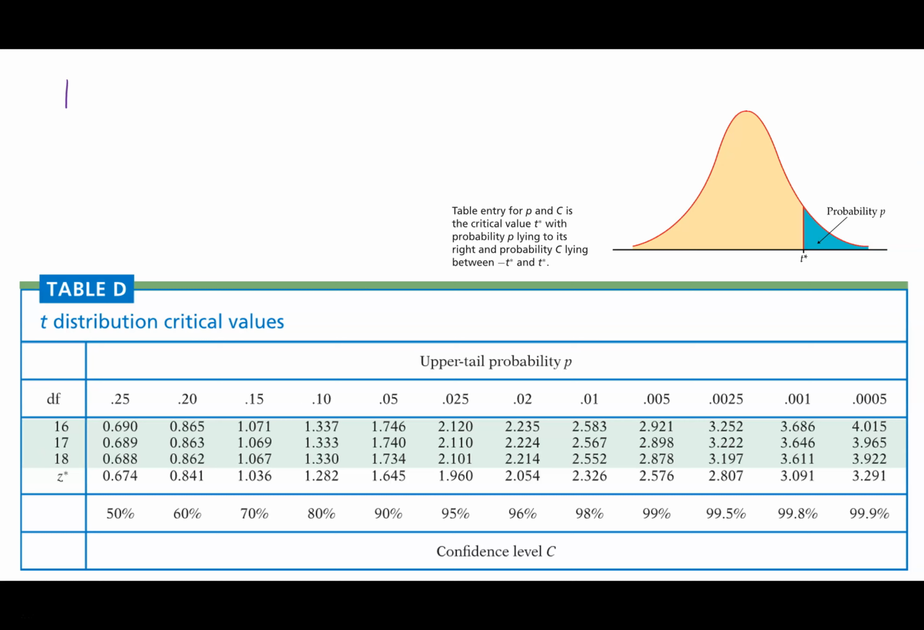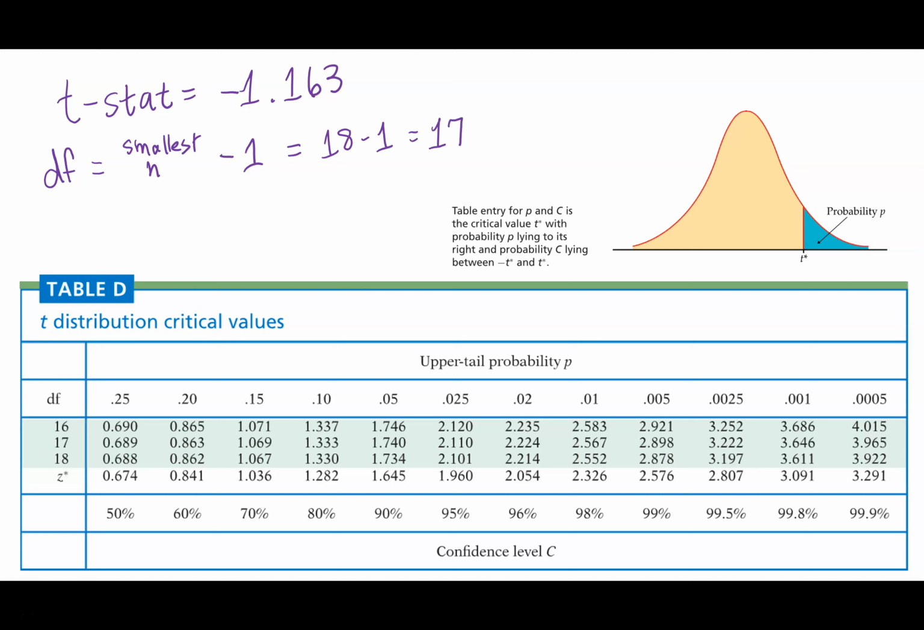So looking here, my t-test statistic was negative 1.163. My degrees of freedom, that's going to be my smallest sample size minus 1. So we had 18 minus 1. So this is my conservative degrees of freedom, 17. So this tells me what row to use. So I'm going to use the 17 row.